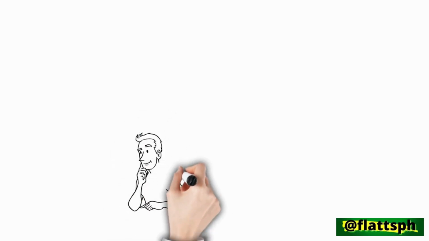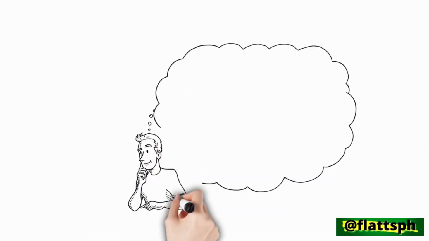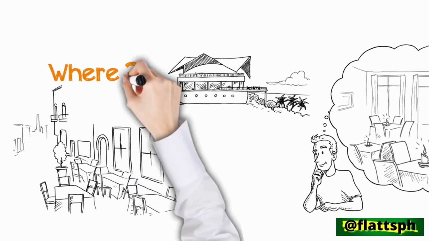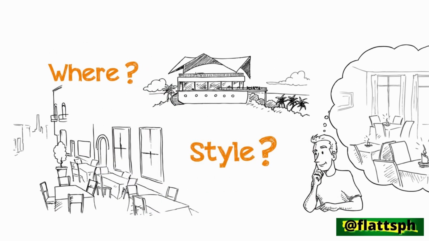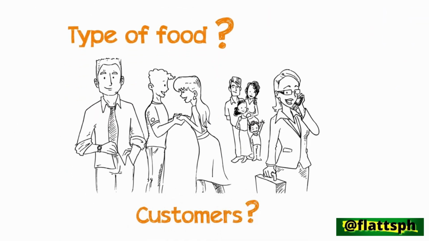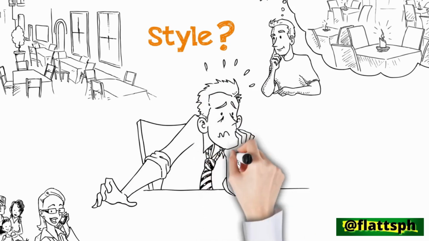Joe is a dynamic entrepreneur and passionate about food. His dream is to own the most amazing restaurant ever. Where should it be? What should it look like? What food should he serve? Who will be his customers? Oh, too many questions. Joe is stressed.